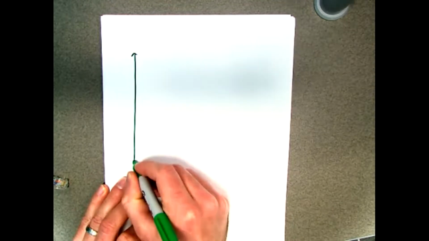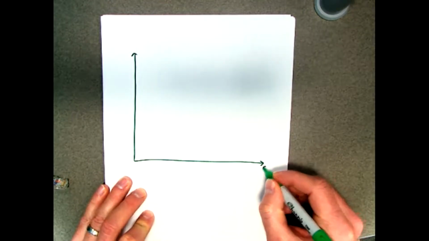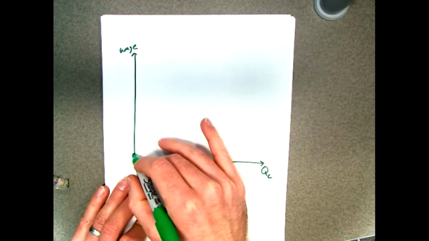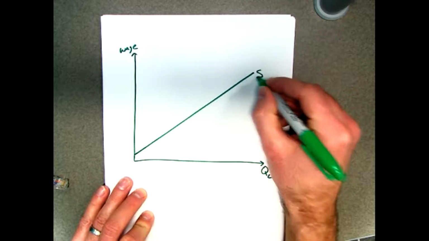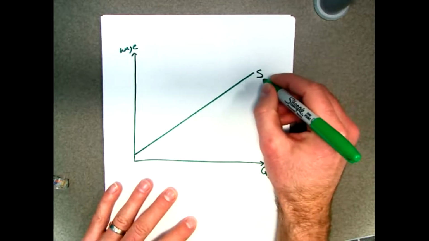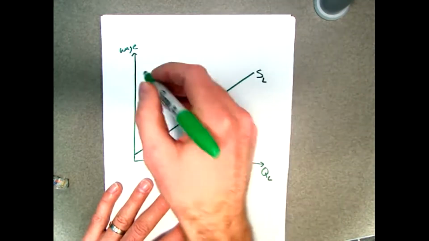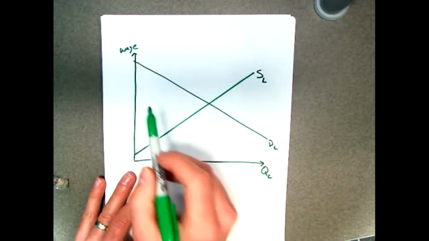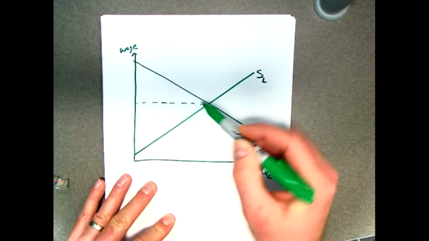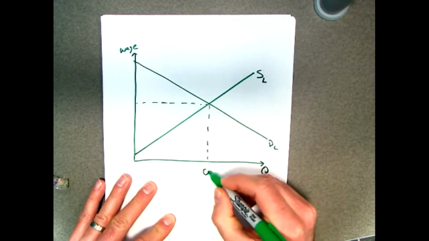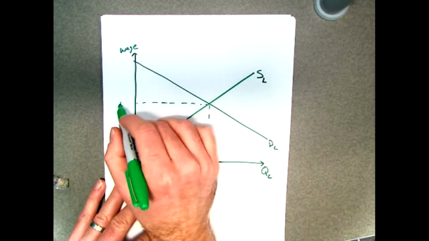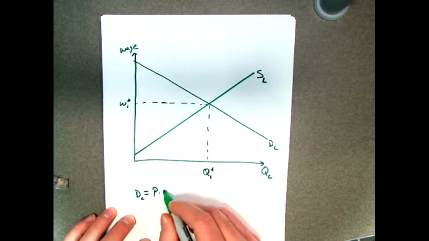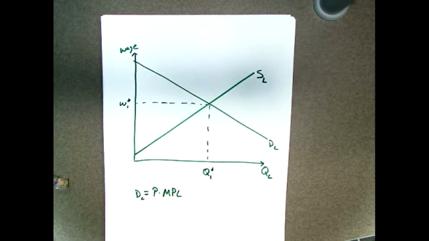So let's think about a labor market, where we're going to draw two labor markets over each other. We'll do an easy one first. So we've got our supply and demand for labor. We've got our equilibrium quantity and our equilibrium wage to start out. Recall that the demand for labor is the price of the product times the worker's marginal product of labor.